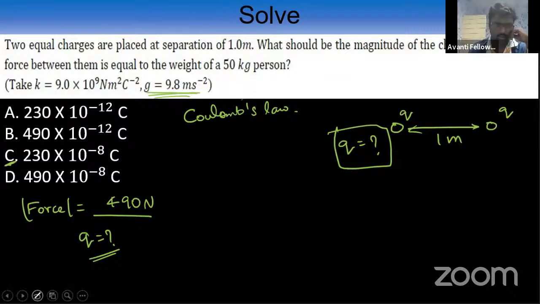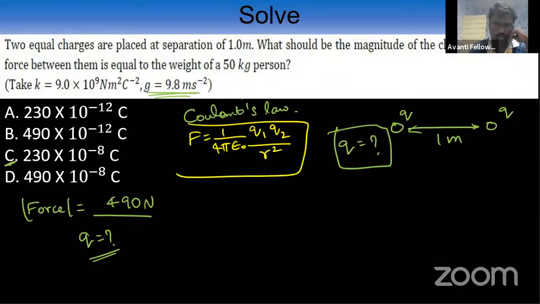So what's given to me? I know Coulomb's law: F is equal to 1 by 4 pi epsilon naught into Q1 Q2 divided by R square. I know the value of K, K is equal to 1 by 4 pi epsilon naught, which is nothing but 9 into 10 power 9 Newton meter square per Coulomb square. Now I know its magnitude, so I will solve this.